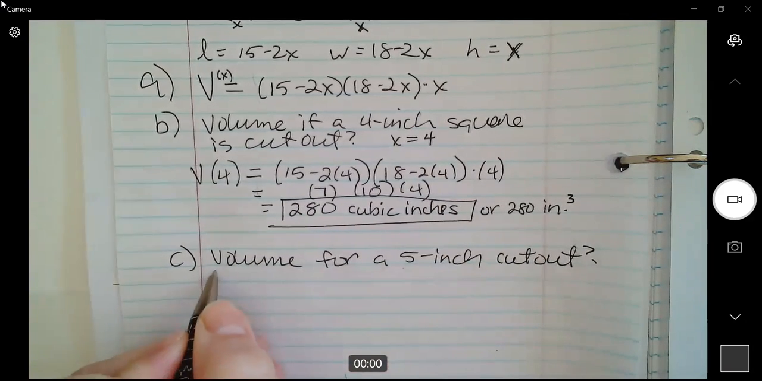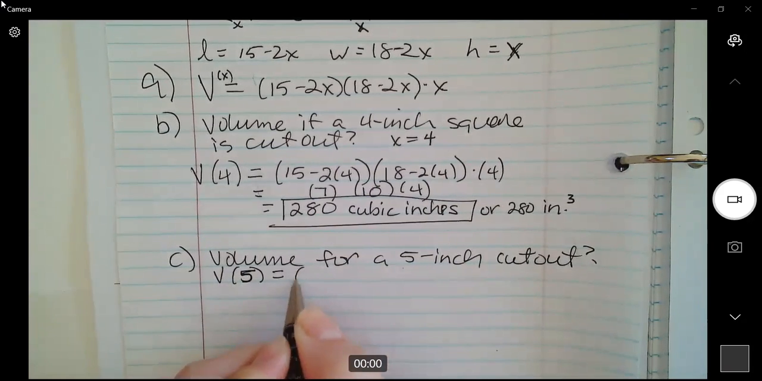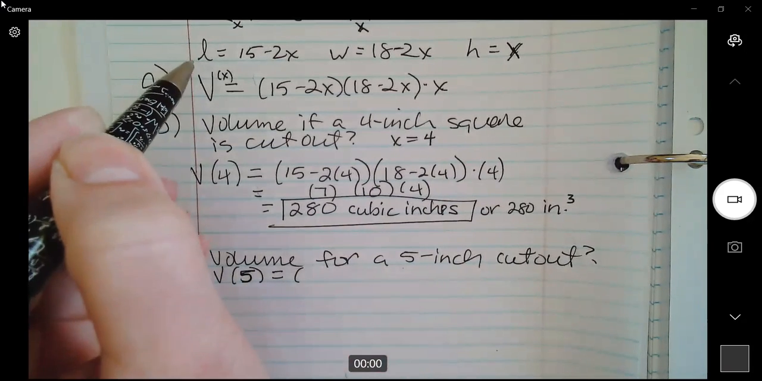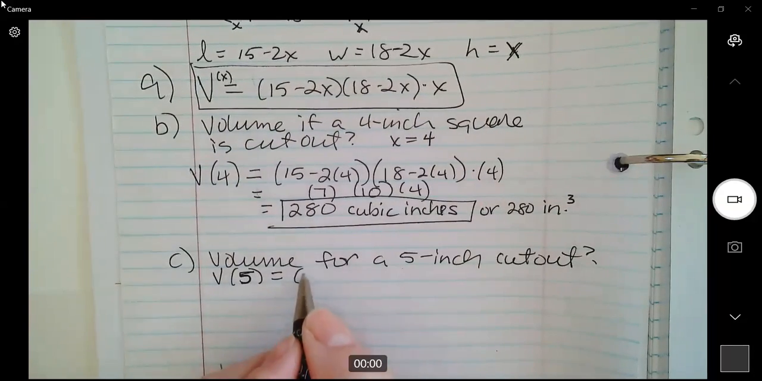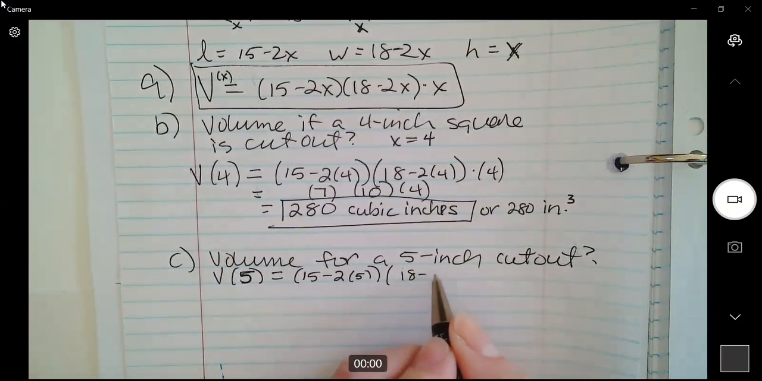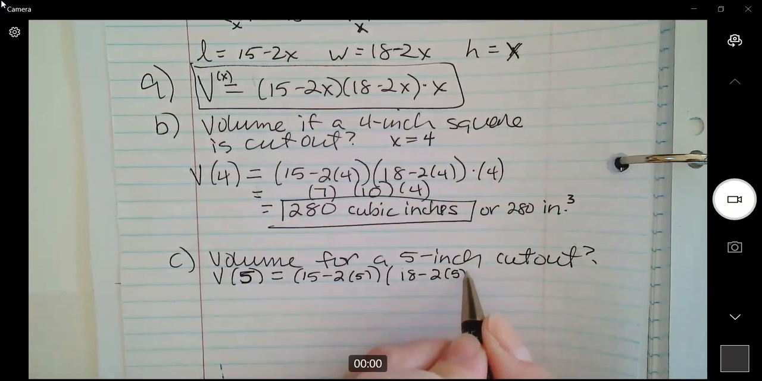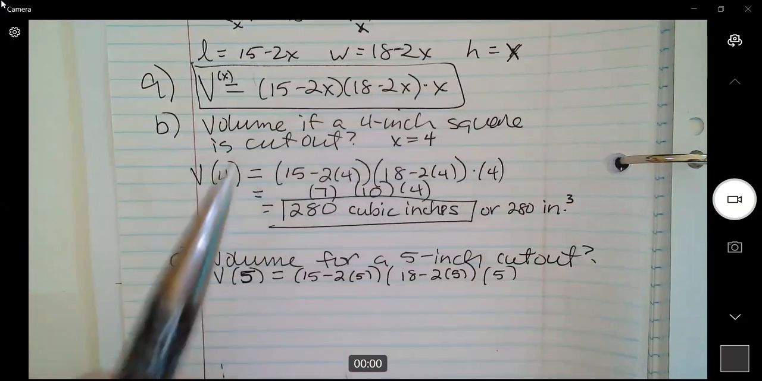Okay, so that means we're going to use x to be 5 this time. So we'll do the same thing. Our original function is right here. So we'll do 15 minus 2 times 5, work that out, times 18 minus 2 times 5, and then times 5. So every place there's an x, we put the 5.